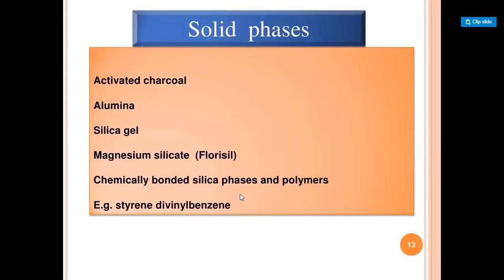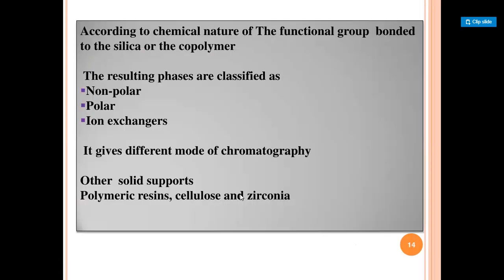The solid phases, or stationary phases, may be activated charcoal, alumina, silica gel, magnesium silicate, chemically bonded silica phases, and polymers. According to the chemical nature of the functional group bonded to the silica or the copolymer, the resulting phases are classified as non-polar, polar, and ion exchangers. It gives different modes of chromatography. Other solid supports are polymeric resins, cellulosic, and zirconia.